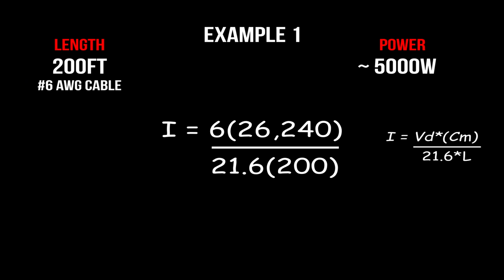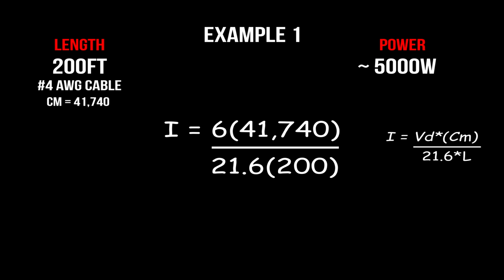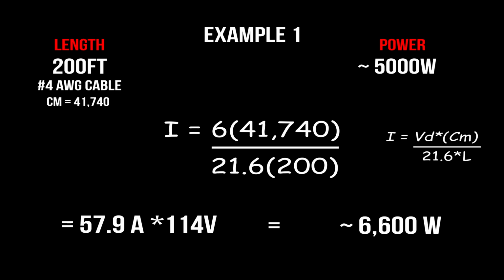Now if we up the cable to a number 4 AWG cable instead and redo the formula, we're only changing the circular mils, now to 41,740, which is what number 4 cable is. If we do that formula again, we would be able to run up to almost 58 amps, which is more than enough for a 5,000 watt capacity. So at 200 feet, we'd have 58 amps available, and we would size the generator appropriately, probably a 5,500 or plus running watt version, just to have some overhead as well.